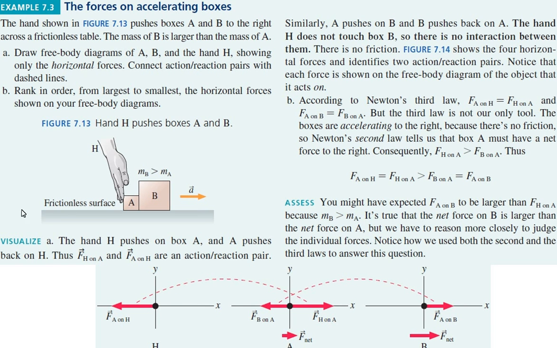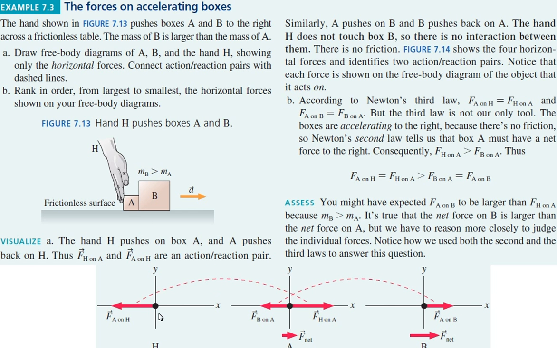Okay, we're asked in this example to draw a free body diagram for the situation shown here, where a hand is pushing a less massive block which is in contact with a more massive block, and the AB system is accelerating to the right, and there is no friction on the surface. And then we're asked to rank all the forces, and we're asked to focus on horizontal forces.